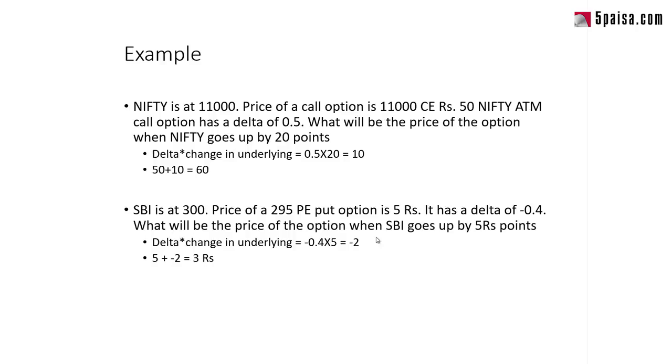Let's take one more example. SBI is at 300, and the price of the 295 put option is 5 rupees. This one has a delta of minus 0.4. What is the price of the option when SBI goes up by 5 rupees?